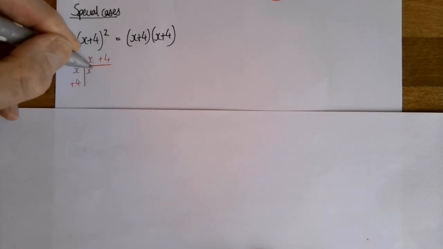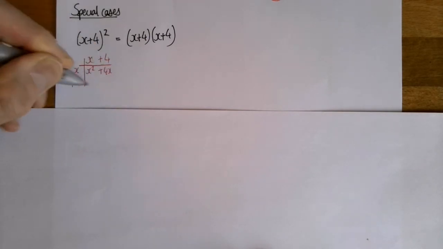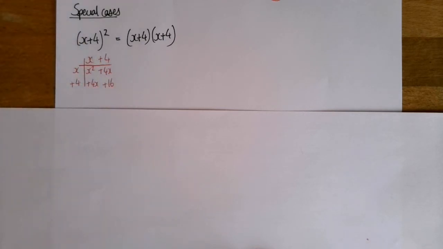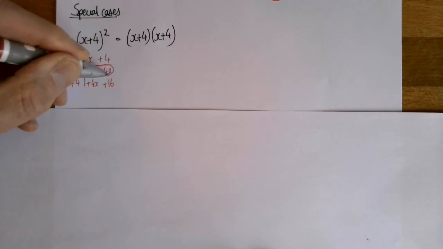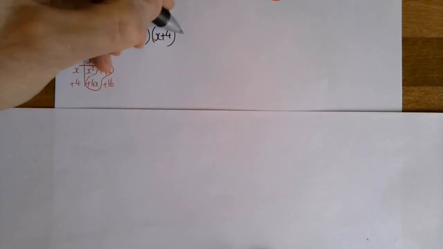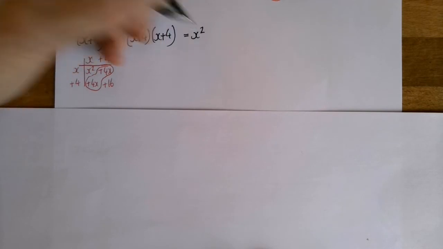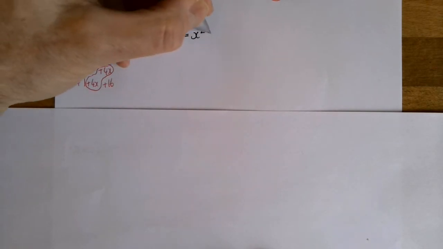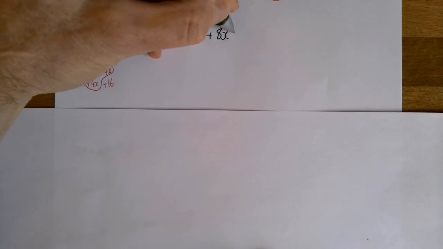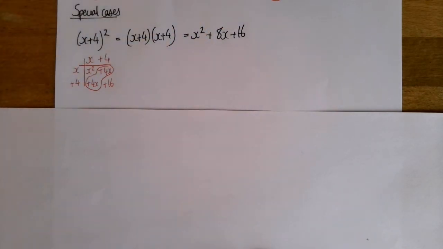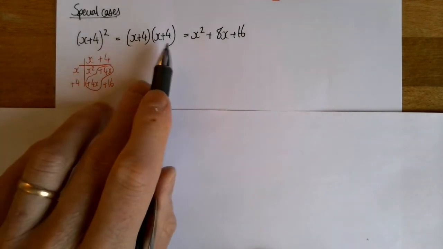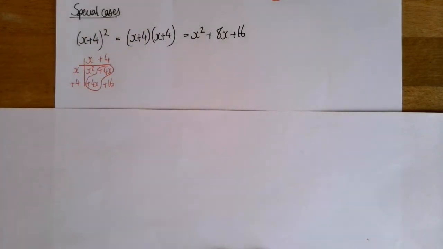So that's going to be x squared plus 4x plus 4x plus 16. Remember, we're multiplying, aren't we, at that point? And then I peanut. So I've got x squared plus 8x plus 16. So if you see a single bracket squared, it's actually a double bracket question. It's just both brackets happen to be the same.